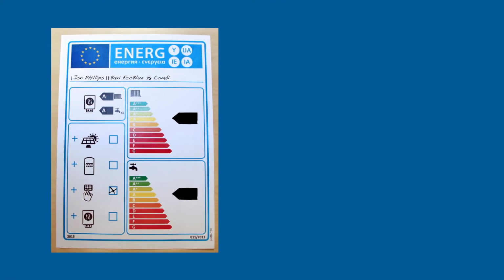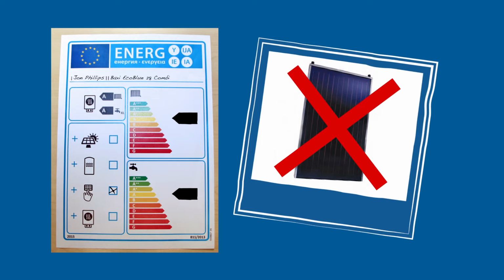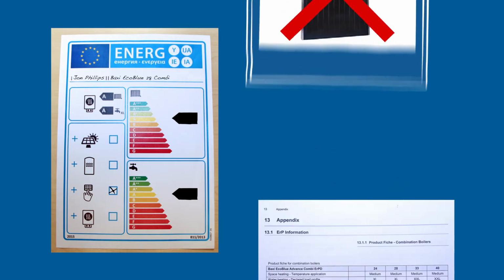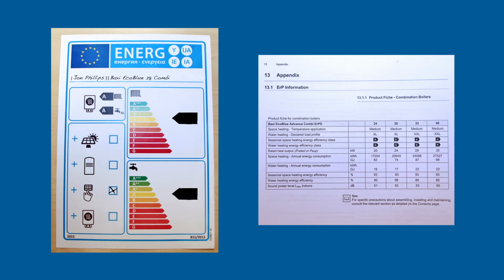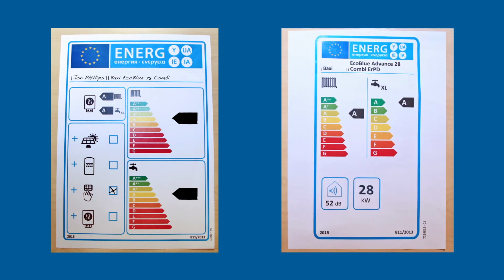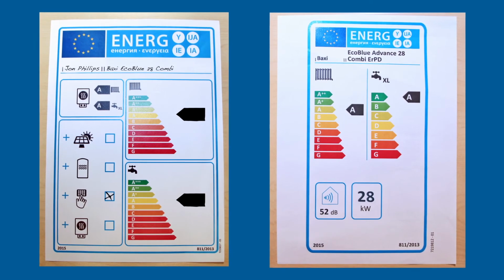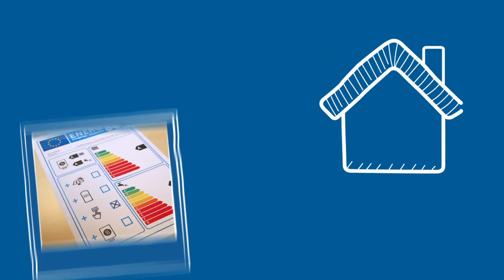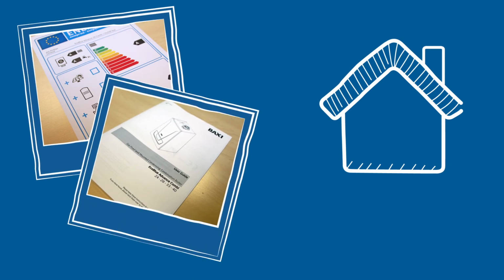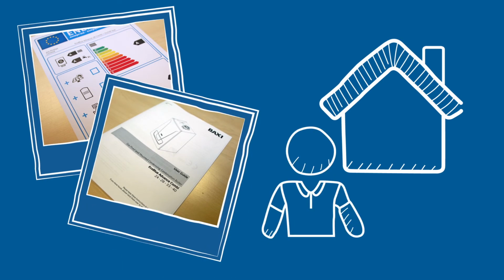In this example, as there is no solar thermal system present, the efficiency rating for hot water is as stated in the product fiche and as shown on the product label. This is Class A with a load profile of XL. Leave the labels, the user guide and the installation instructions with the homeowner.